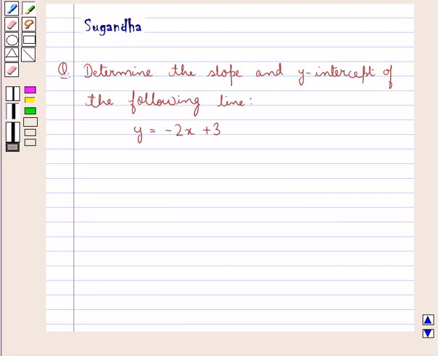In this session we discuss the following question, which says: determine the slope and y intercept of the following line, y is equal to minus 2x plus 3.